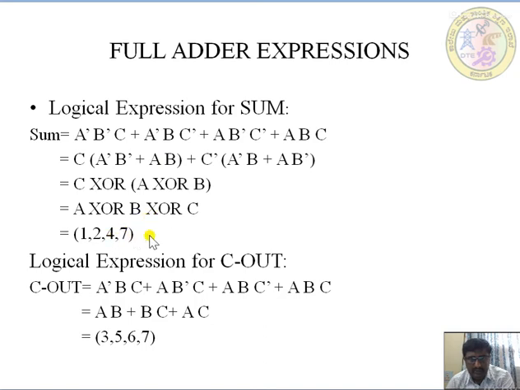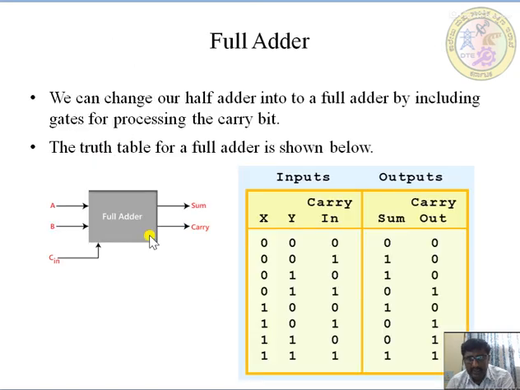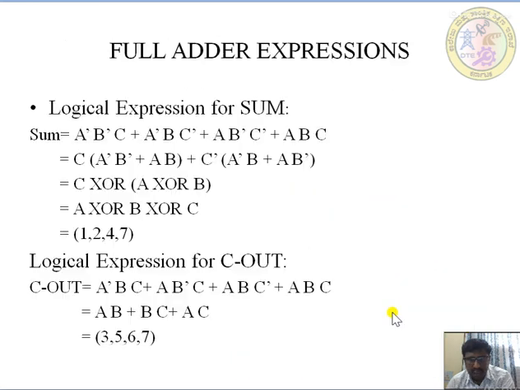So 1, 2, 4 and 7 are the numbers from where they have been taken here. Okay, so for the carry out, C out is A bar B C plus A B bar C plus A B C bar plus A B C. If I take the common terms, I will get C. After reducing it, directly I will get AC. If I take it, B and B bar will be cancelled. From this they have taken the terms, so I will be writing it as AB plus BC plus AC.